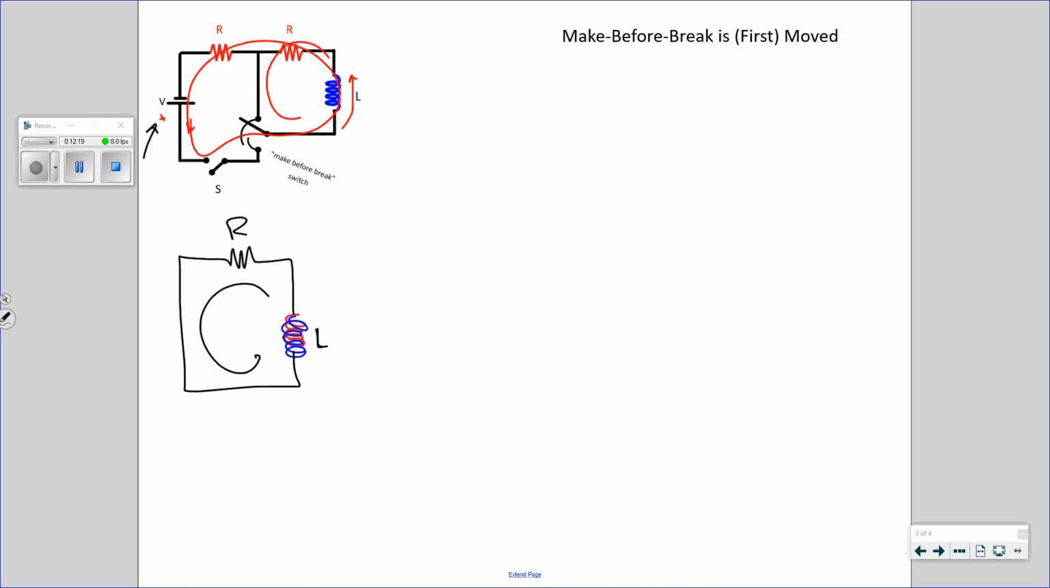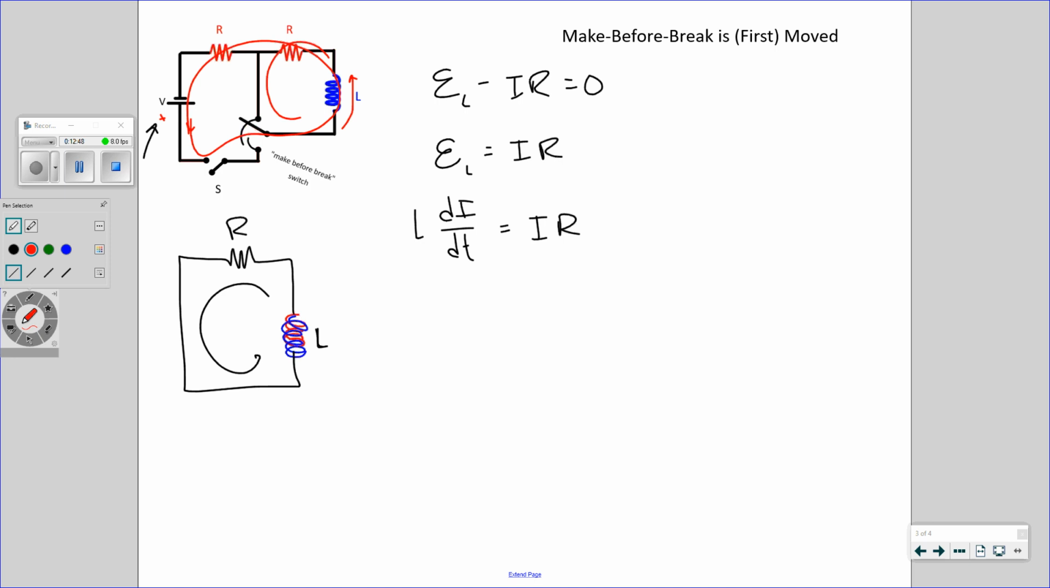All right, so our loop rule statement now, we can say, I'll write it as the EMF produced by the inductor minus IR is 0, or the EMF produced by the inductor is equal to IR. Well, I changes because this is L di dt. And what we can justify here, I think, is, well, why is there current? There's current because the inductor has an induced EMF. The inductor has an induced EMF because the current is trying to change from something to nothing.